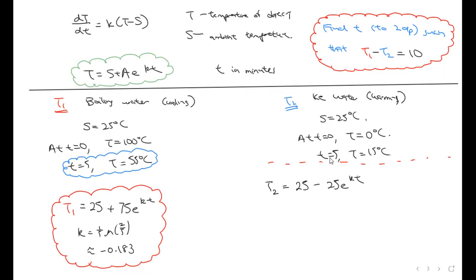Okay. Then I need to find my k, which may or may not be the same. They didn't say it's the same, so given they've given us information, we better check it. And it probably isn't the same if they give us the information. So sub T2 equals 15, T equals 5. We're going to get 15 equals 25 minus 25 e to the 5k. Move that across, you'll get negative 10 equals negative 25 e to the 5k. So e to the 5k must equal 2 over 5.